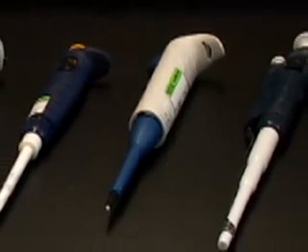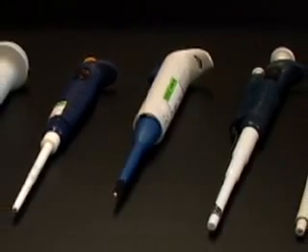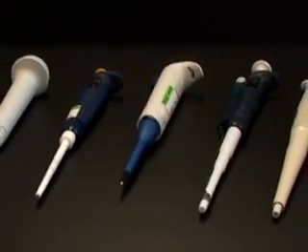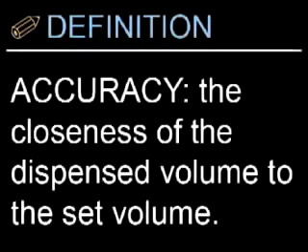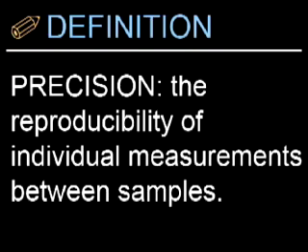As shown, a variety of automatic pipettes exist. This video will demonstrate automatic pipetting technique using the Pipetman. Using good technique will ensure accuracy, which is defined as the closeness of the dispensed volume to the set volume, and precision, which is defined as the reproducibility of individual measurements between your samples.